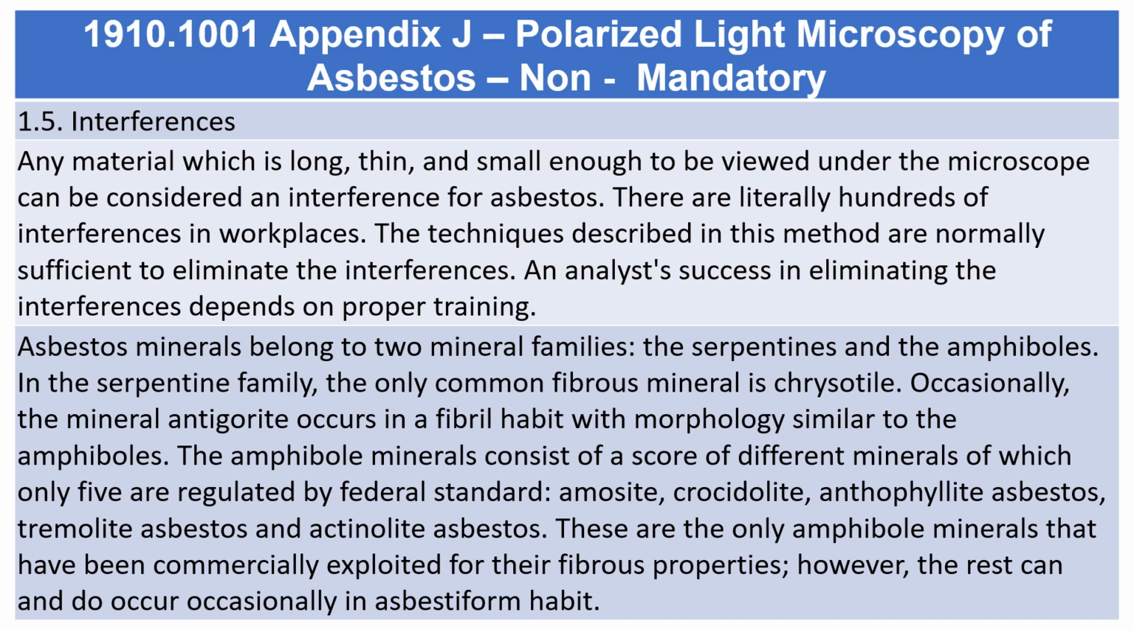The amphibole minerals consist of a score of different minerals, of which only 5 are regulated by federal standard: amosite, crocidolite, anthophyllite asbestos, tremolite asbestos, and actinolite asbestos. These are the only amphibole minerals that have been commercially exploited for their fibrous properties. However, the rest can and do occur occasionally in asbestiform habit.